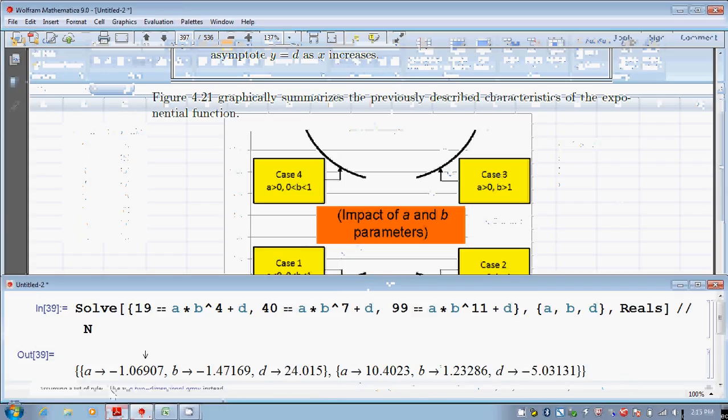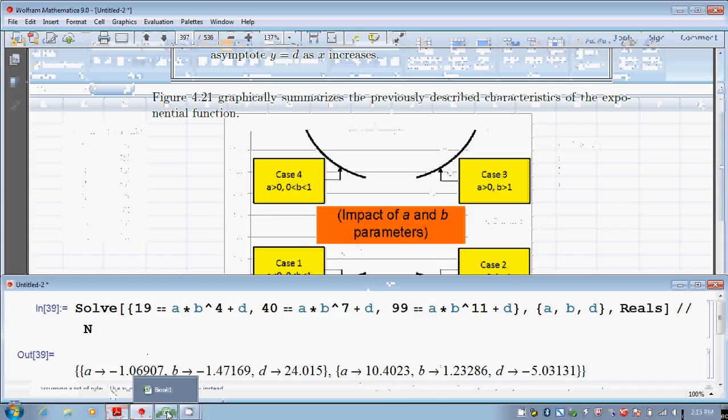For this first one, we have an a value that is actually less than 0, and a b value that's less than 1 as well. So I'm going to have to rule out that solution, and instead I'll turn to the second one. And here I have an a value of 10, which is greater than 0, and a b value of 1.23, which is greater than 1. So I'm going to keep this second solution.